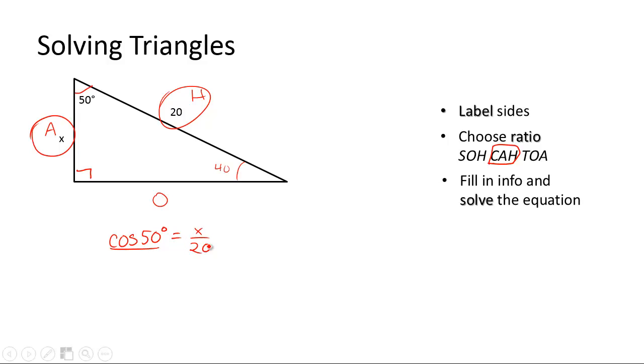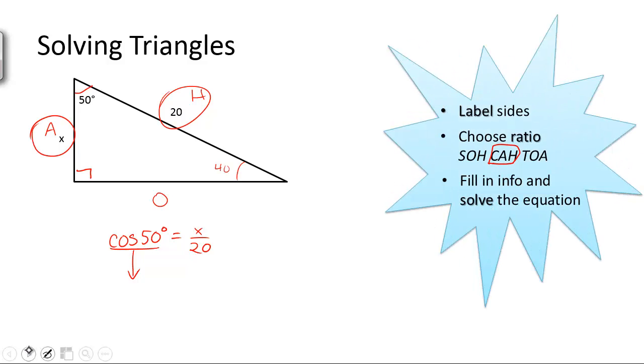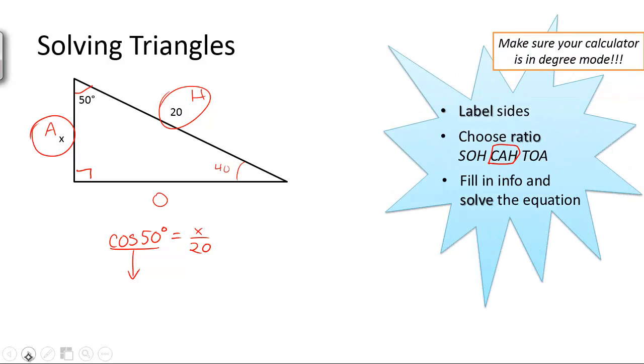And in this manner, if we know what cosine of 50 is, which is stored in your calculator, try your calculator out, make sure you're in degree mode and find what cosine of 50 is. Cosine of 50 is 0.642787, etc. And that's equal to x over 20.